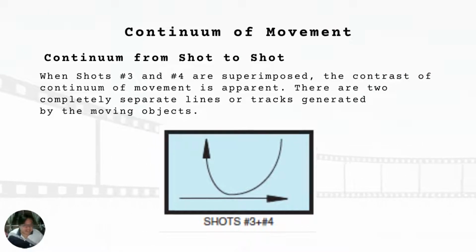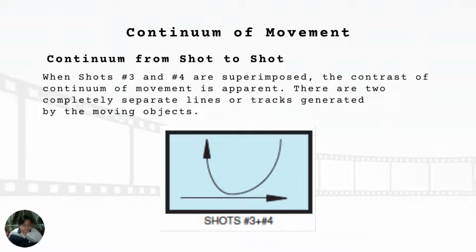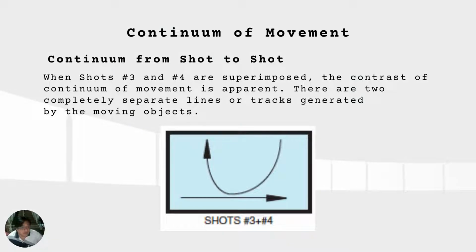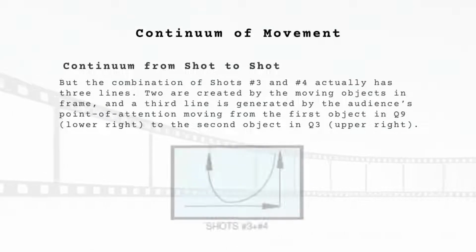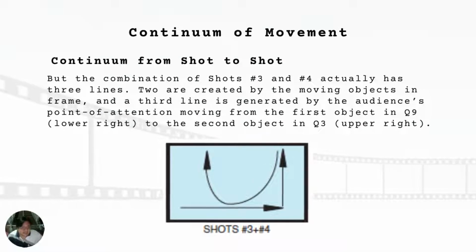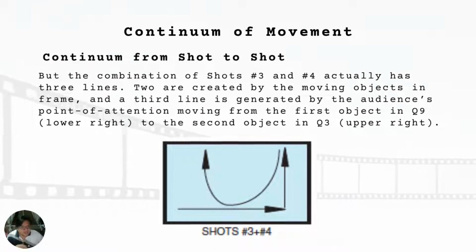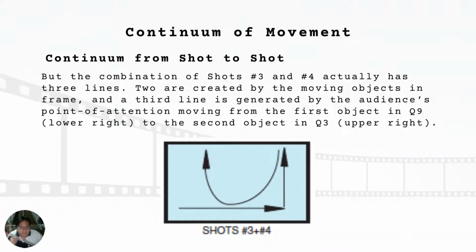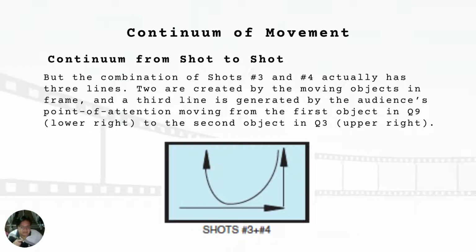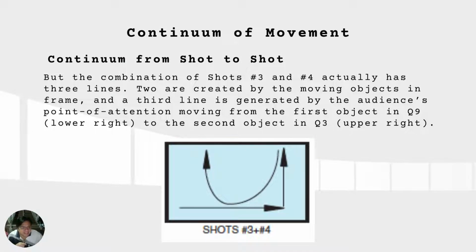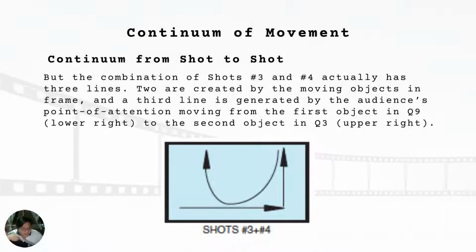Now, when shots 3 and 4 are superimposed, again, the contrast of continuum of movement is apparent. There are two completely separate lines on the track that generate movement. Okay, so yun yung contrast. Now, the combination of shots, let's say for example, shot 3 and 4, actually has 3 lines. The two are created by moving objects in the frame. The third line is actually generated.